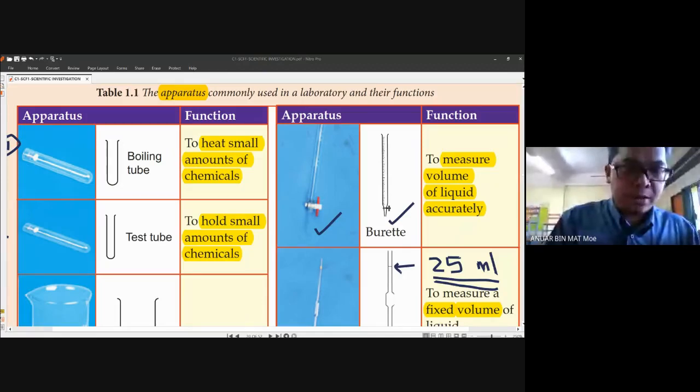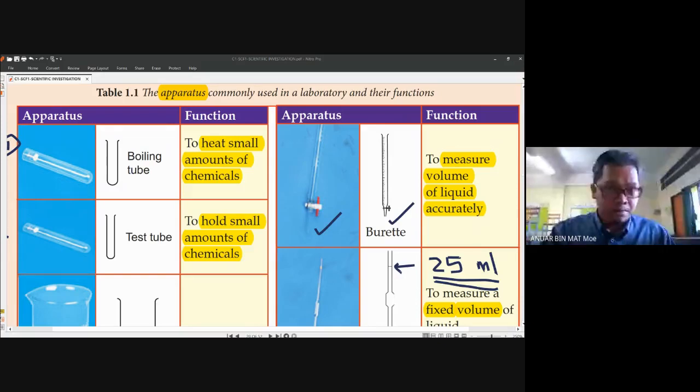Experiment apparatus diagram. Okay, just wait for a moment.